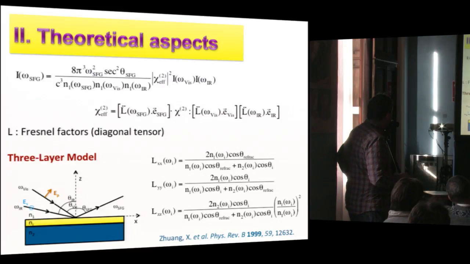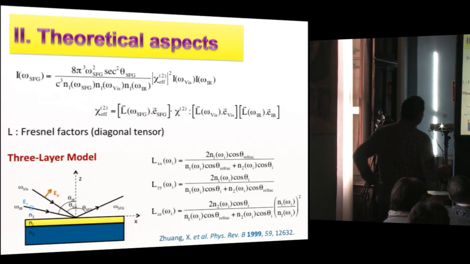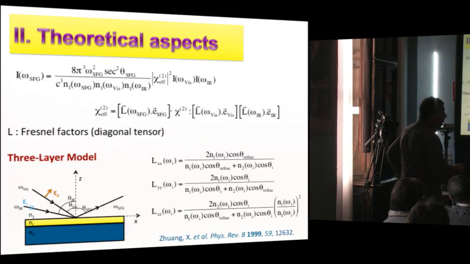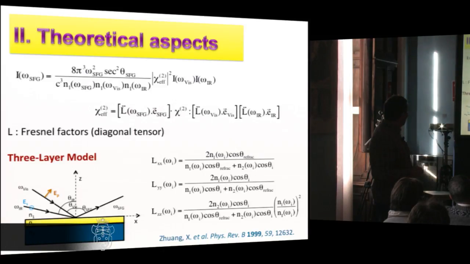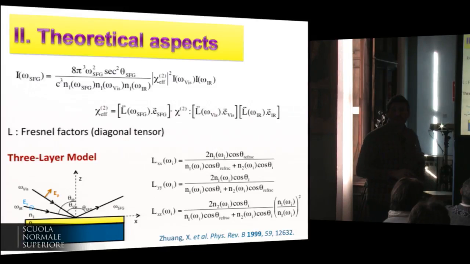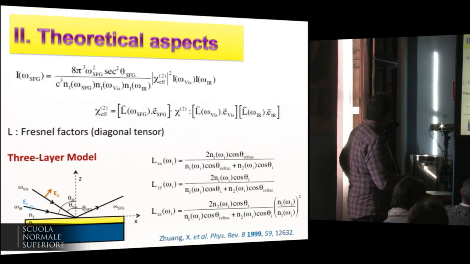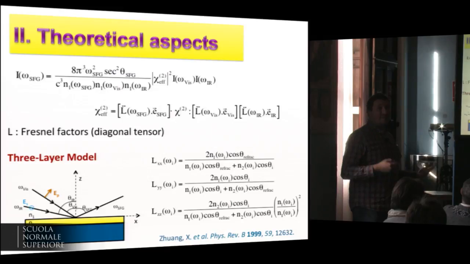And here you have the expressions for these Fresnel factors. So in the simulations, we are using this model. This is a three-layer model. So you have the substrate, with some refractive index, n1, and then n2 for the interface. We have Ni, this is another refractive index, and then we have here the third medium. So this might be air, but this might also be a liquid.